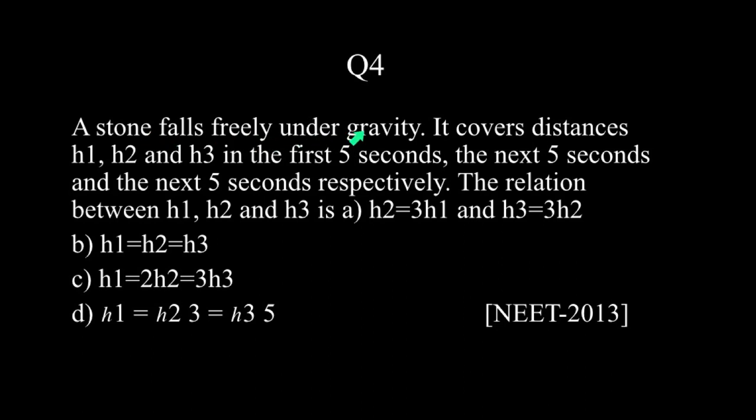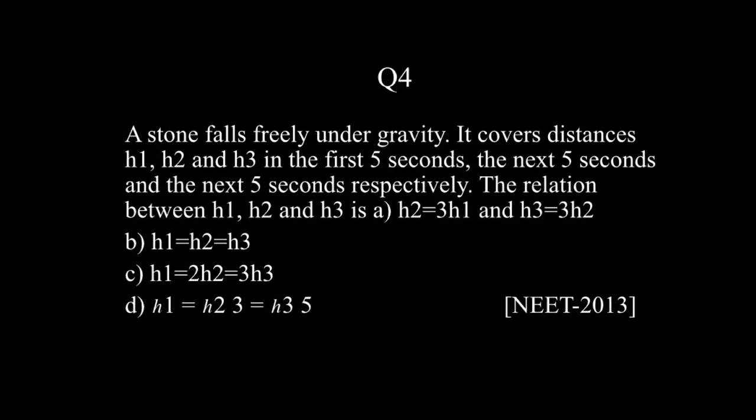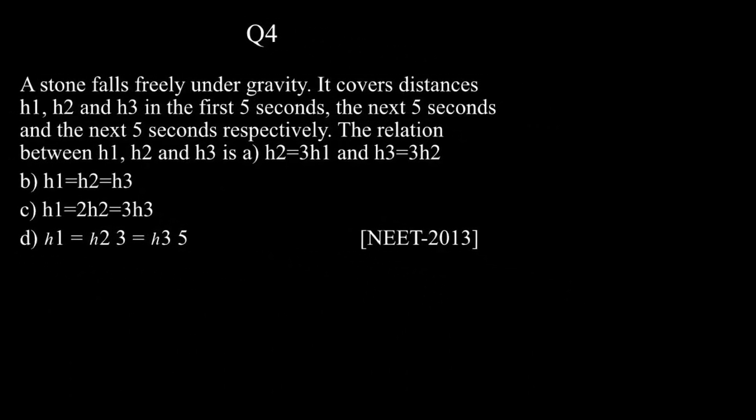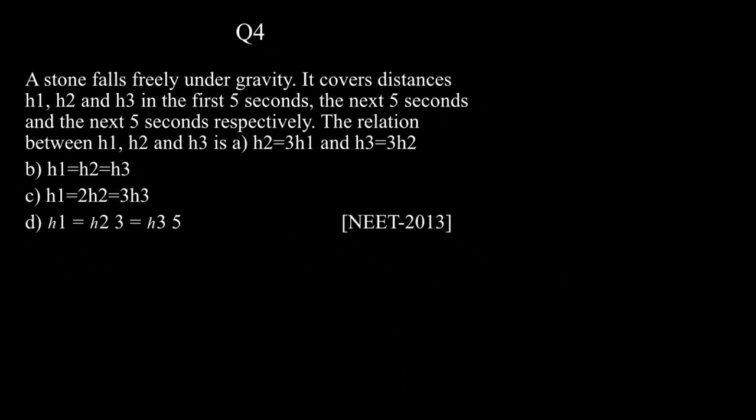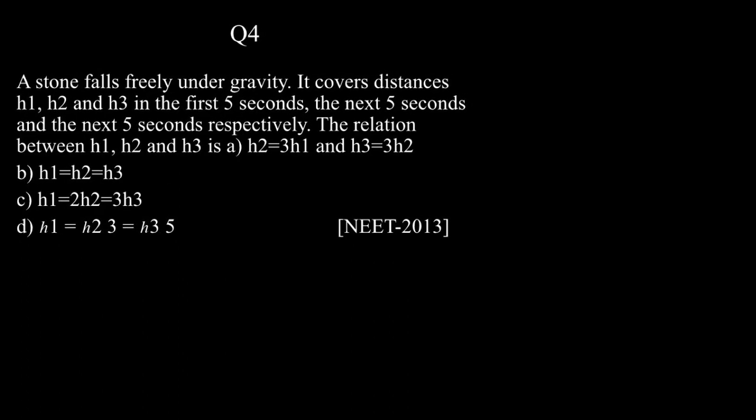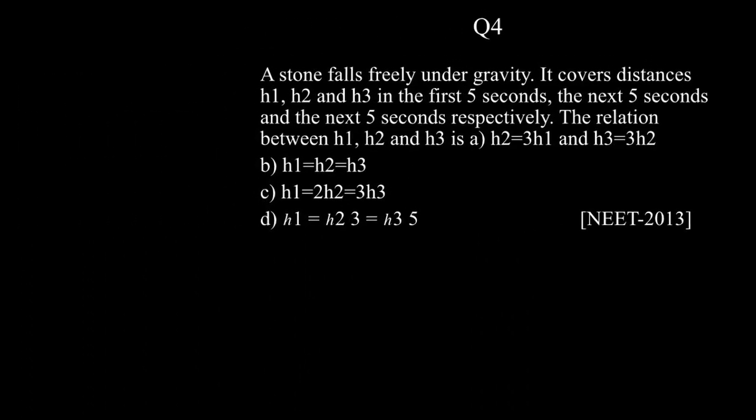A stone falls freely under gravity. It covers distances h1, h2, and h3 in the first 5 seconds, the next 5 seconds, and so on. See, this is the question we were doing in a separate playlist with the title problems based on ratios, right? So I think this is the last problem in that playlist, and it is essentially the same question. So let me start explaining the solution, but before that let us try to visualize the concept.